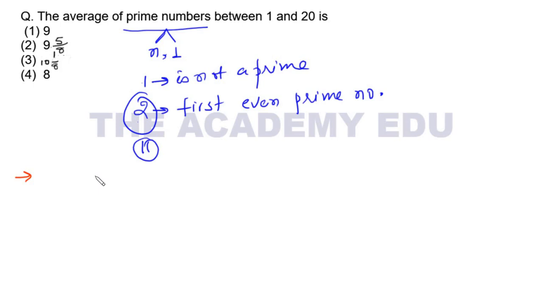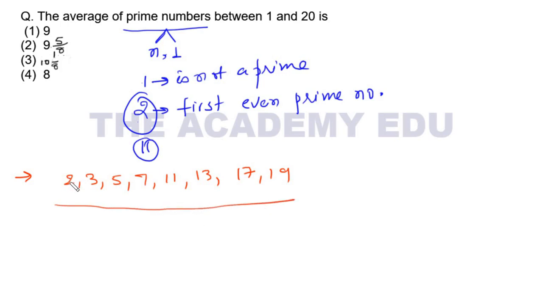Now the question is saying, see here, average of prime numbers between 1 and 20. So first, between 1 and 20, which one is the first prime number? 2, then 3, then 5, then 7, then 11, then 13, 17, 19. So these are the prime numbers between 1 and 20. So we need to add them and divide by how many numbers? 1, 2, 3, 4, 5, 6, 7, 8. Divide by 8. So add them to find the average.